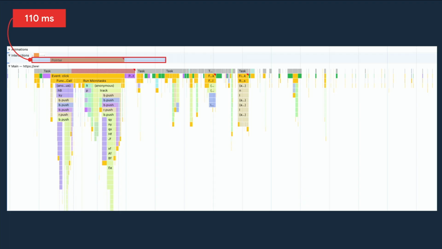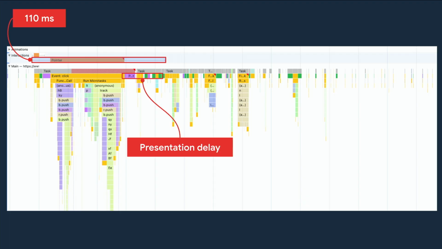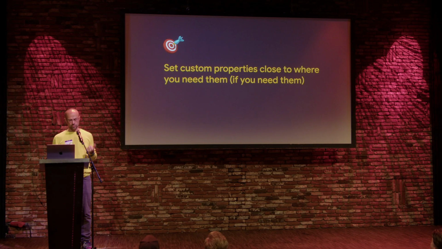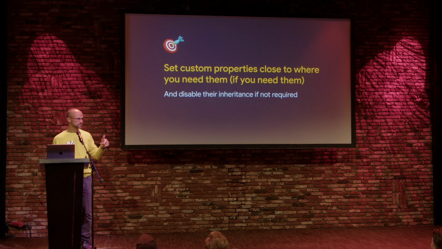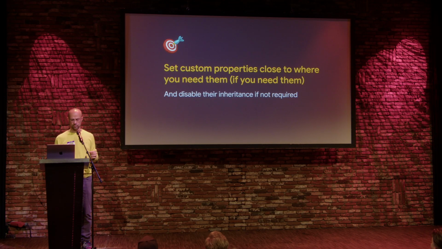I tested every corner case, but the presentation delay now was down to 20 milliseconds. So if you don't need it, why do I keep it here? Maybe a developer said, yeah, maybe one day we need it. Let's put it there, and that's 200 milliseconds of wasted time. So set custom properties close to where you need them, and disable their inheritance if it's not required to read the value downstream.